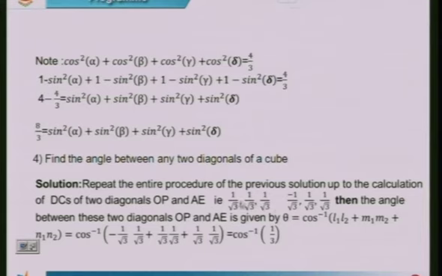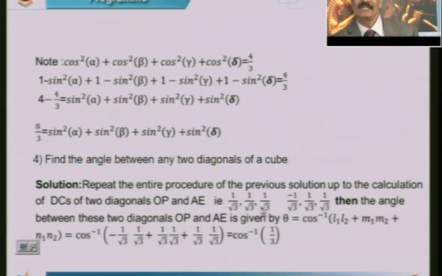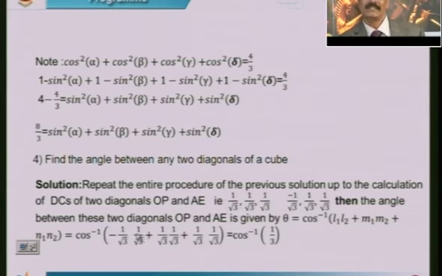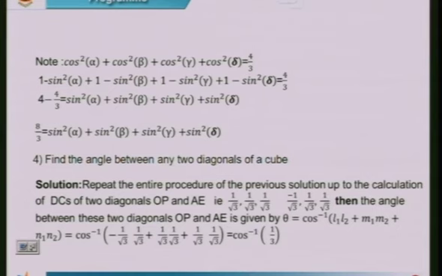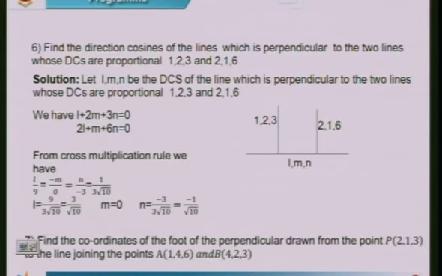Then the angle between these two is given by this formula: theta equal to cos inverse of L1 L2 plus M1 M2 plus N1 N2. So here L1 M1 N1 and L2 M2 N2 multiply. 1 by root 3 into minus 1 by root 3, so it is going to be 1 by 3 minus 1 by 3 plus 1 by 3, and another 1 by 3. So these two cancel, and at the end you will get cos inverse 1 by 3. Search the question paper, I think it has carried 7 marks. Compared to the previous problem, this is very easy, but it appeared many times in the examination.